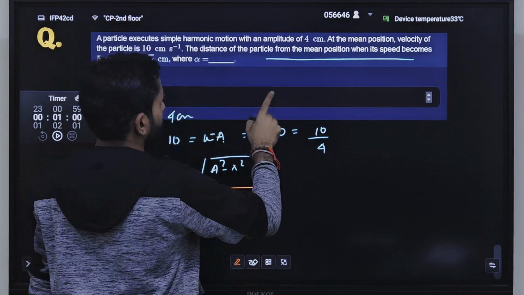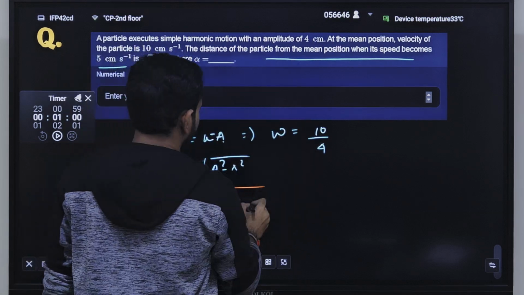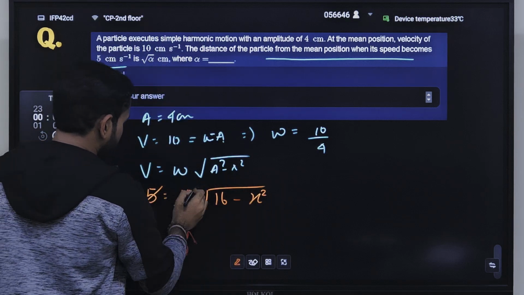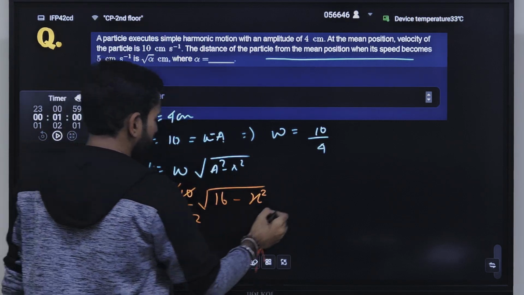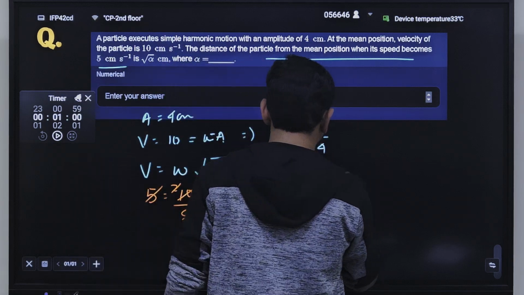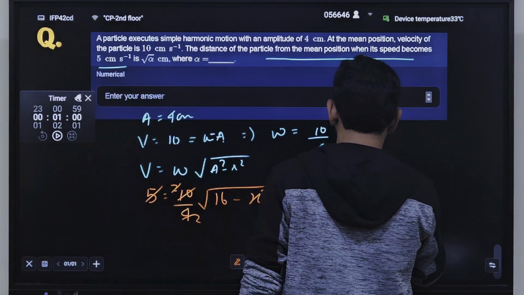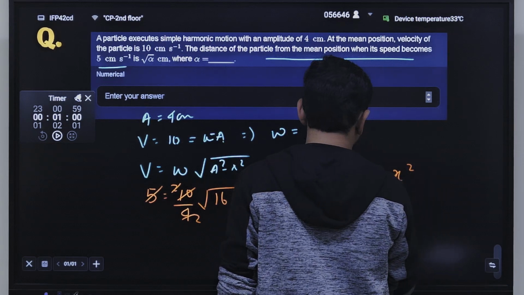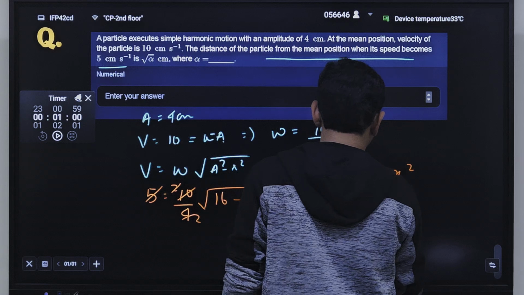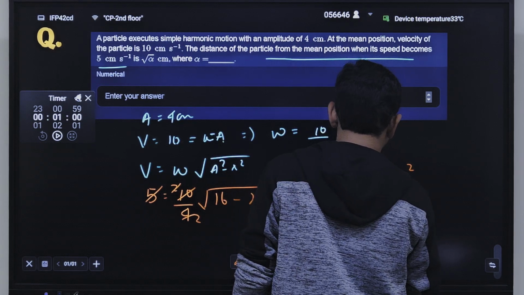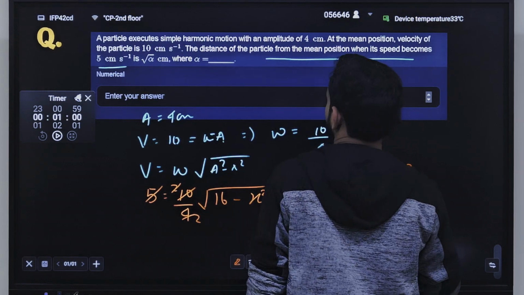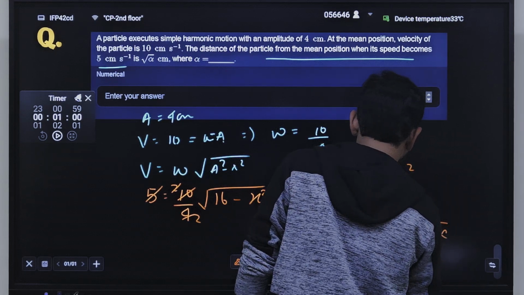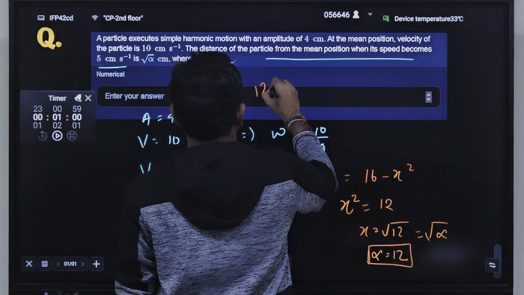At what position are we talking about? Actually x is what we want to calculate. x square we want. Now this will be 2, and this will be half. After that, take this here. That means it will be 4, and here it will be 16 minus x square, if you are squaring on this side. Take this here. x square is equal to 12. That means x can be written as root under 12. What is the final result? That is equal to root under alpha. That means alpha is equal to 12. What is the answer? 12.